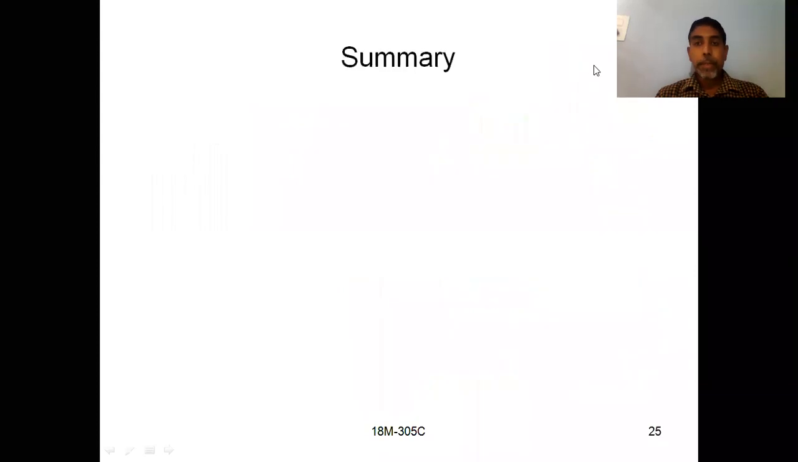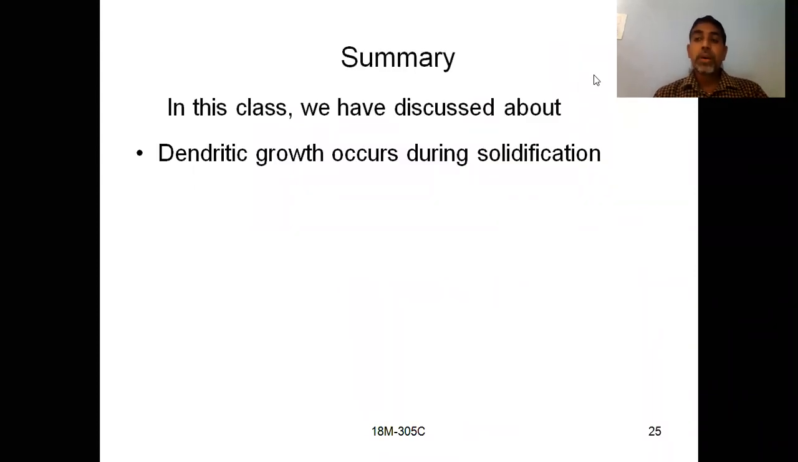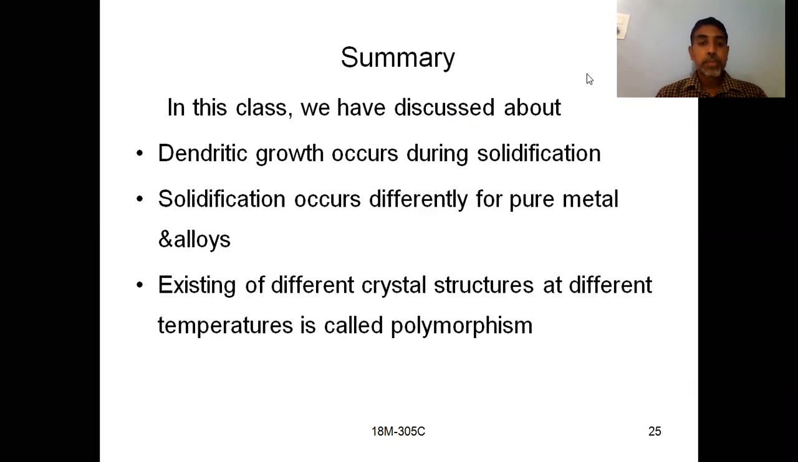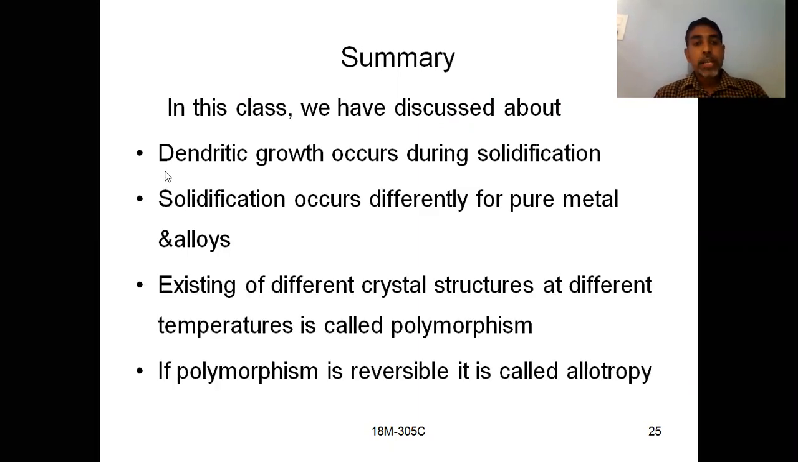If you see here, what are the things we have discussed in this session, just go through them. Dendritic growth and solidification: how will the solidification take place? Initially, formation of a nucleus will take place, and it will grow in the form of dendrites, that means tree-like structures in all the axes, primary, secondary, tertiary. You are going to get grain boundaries at the end. So the complete solidification process will take place, and solidification occurs differently for pure metals and alloys.